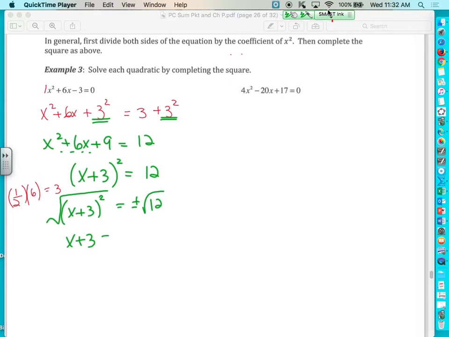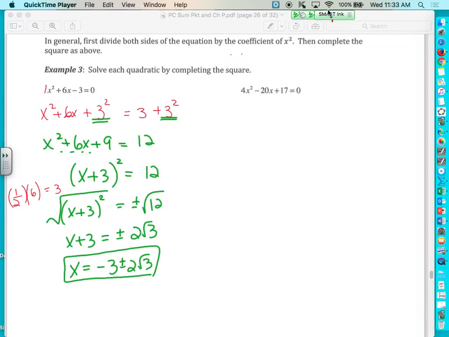So I have x plus 3 equals plus or minus. Well, square root of 12 is 2 root 3, so we'll write it that way, simplified. And then get x by itself by subtracting 3. So this particular quadratic has two irrational roots there, numbers that are not going to simplify and get rid of that radical there.